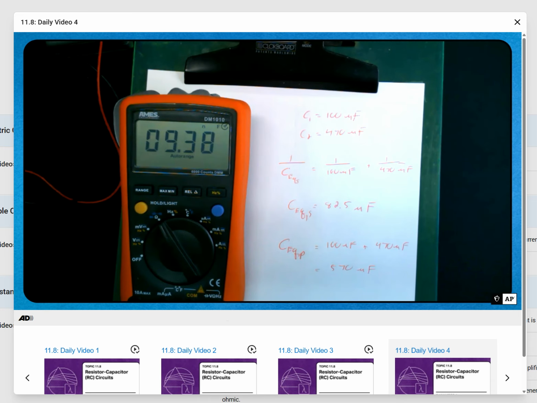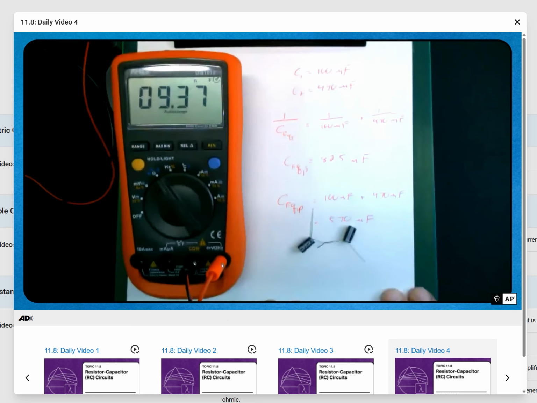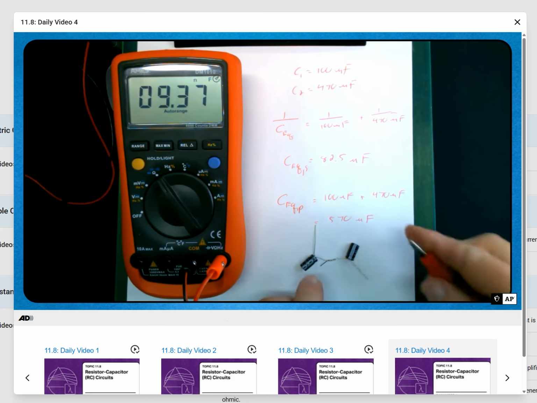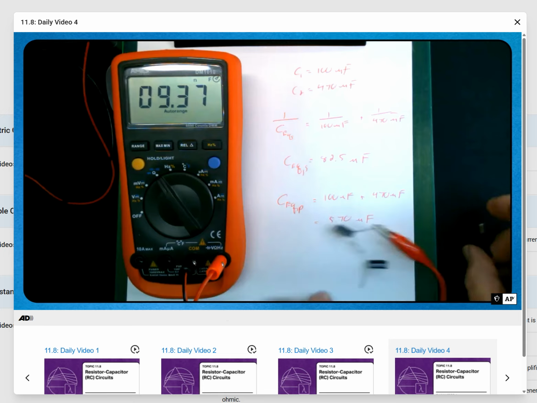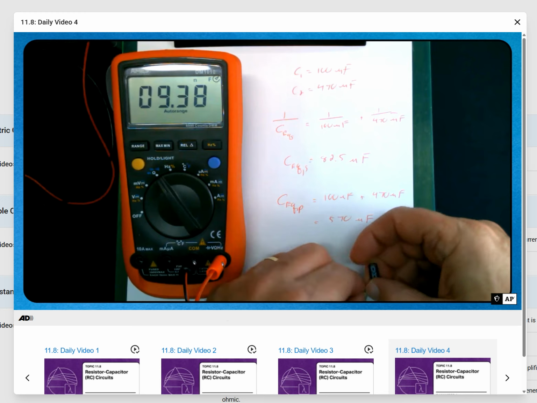I'm going to wire them up first in series. When you build circuits for yourself, you may want to make them a little more permanent than this. But there, those are in series with each other. I'm going to take my meter. I'm going to hook up this lead to that end and this lead. As I said, you might want to make them a little more permanent than this.